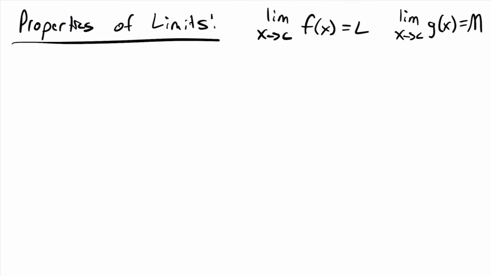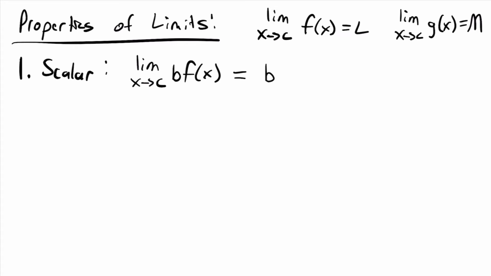We'll start by looking at our first property, and we'll use those two limits to help us visualize what's going on. Our first property has to deal with scalar multiples. If we have a limit as x approaches some value c for a function that is multiplied by some scalar, such as b, where b is any constant, such as 2 or 3, we could say that this is equal to that scalar times the limit of that function. In this case, it would be L. So we have our scalar times the function's limit, which is right here, L. And that's where this comes from.